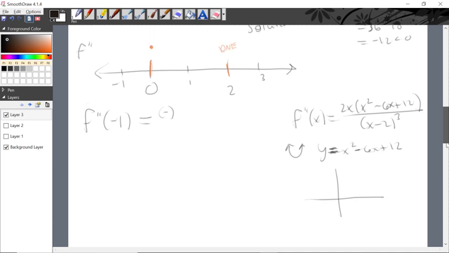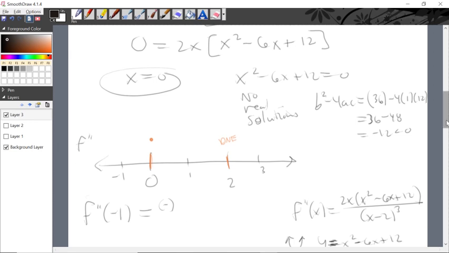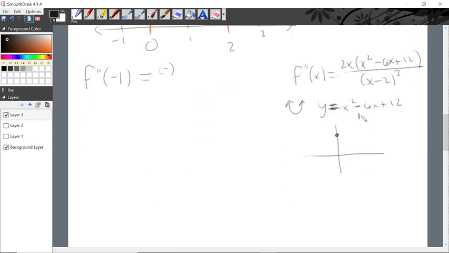Where is it positioned? Well, we know that its y-intercept is at positive 12, and furthermore, what we also know is that the function is never equal to 0 for any real numbers. That is, graphically speaking, then, our parabola does not cross the x-axis. It has no x-intercepts, because there are no real solutions to setting this equal to 0. So it's opening upwards, it goes through this point, right? It has no x-intercepts, okay?